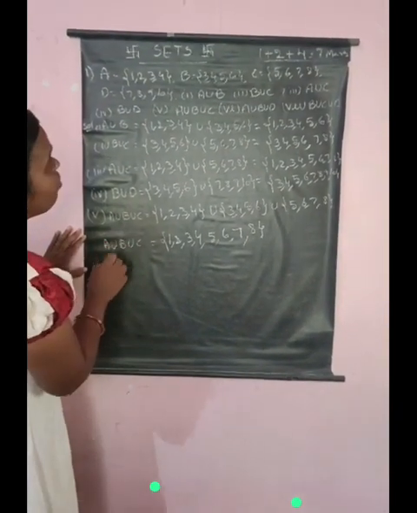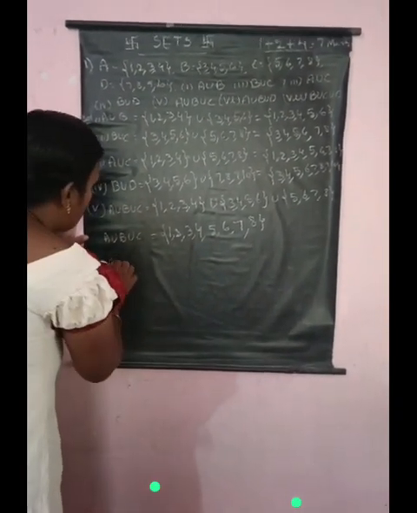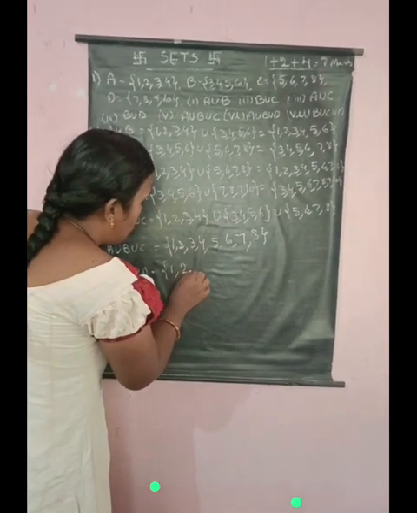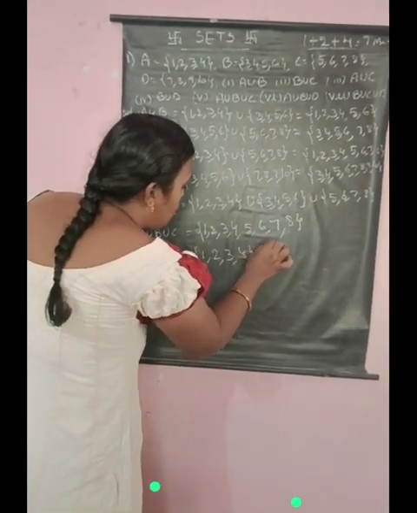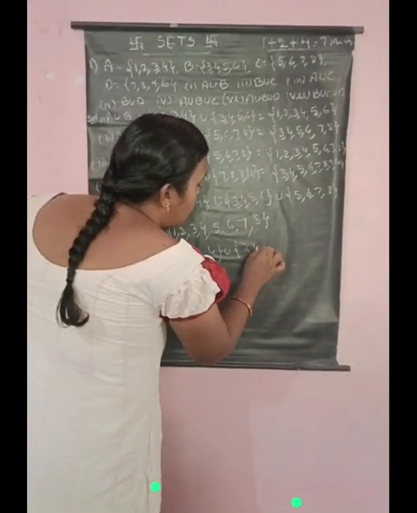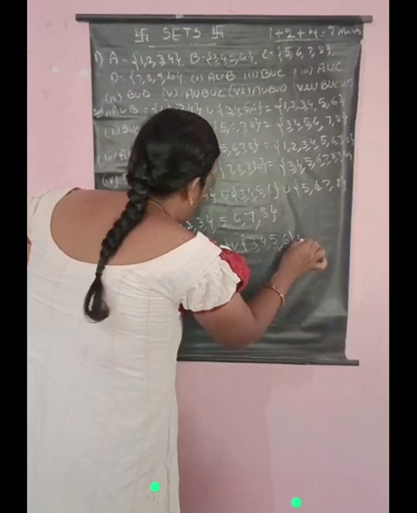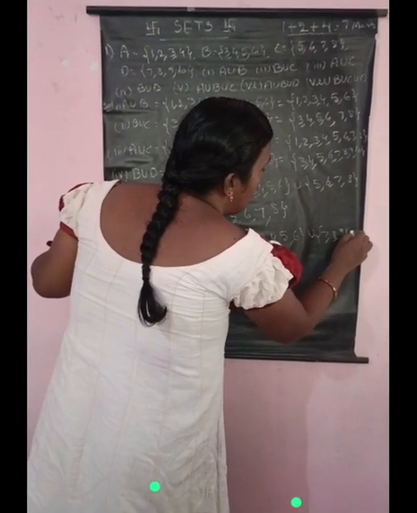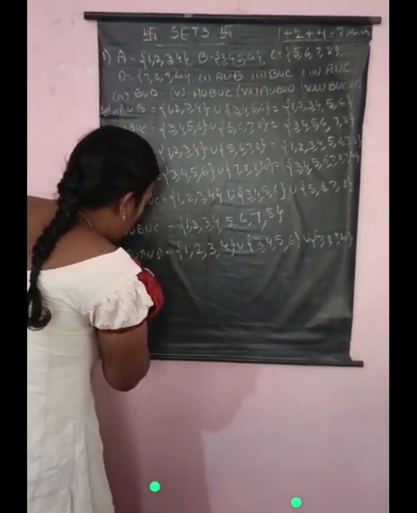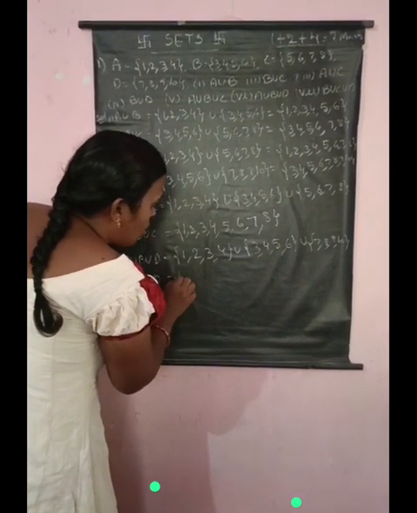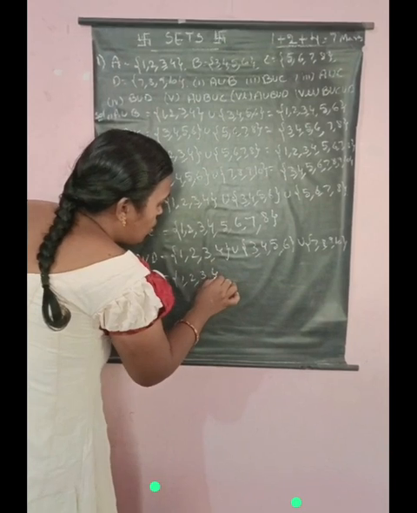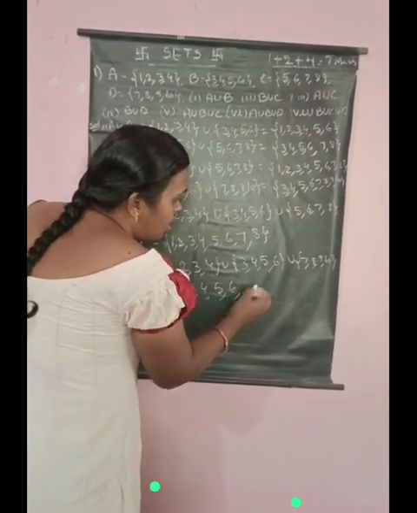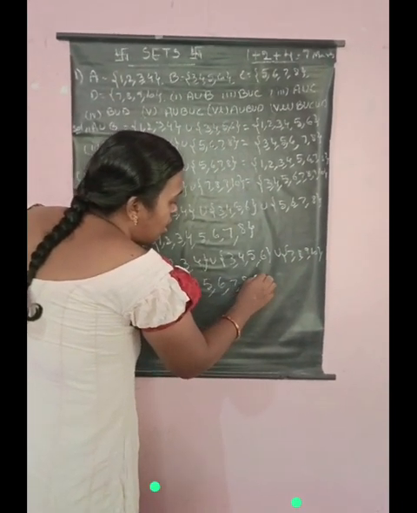Sixth one, A union B union D. A set 1, 2, 3, 4. Union B set 3, 4, 5, 6. Union D set 7, 8, 9, 10. Then A union B union D equal to 1, 2, 3, 4. In this set repetition is not allowed. There is no repetition. Then we get 5, 6. In this also 7, 8, 9, 10.